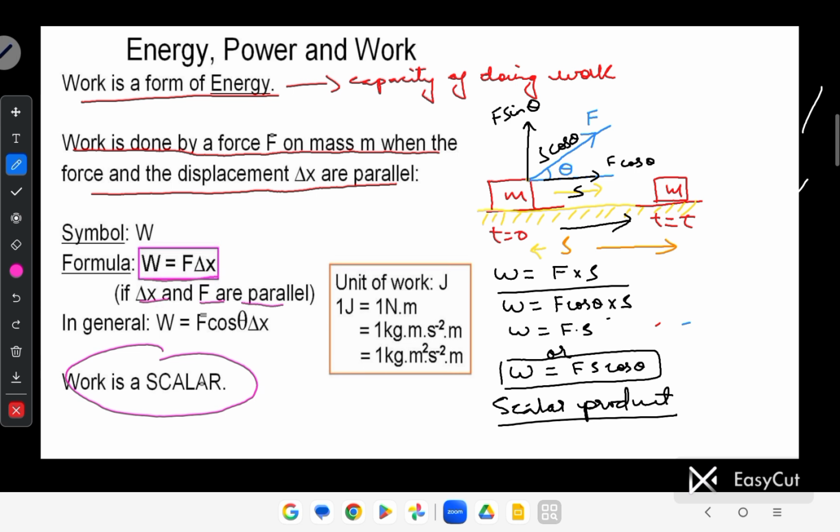As we can see, the applied force and the change in displacement are in the same direction. Instead of S, in this PPT it is written delta x, which means the change in displacement. That is being written over here.